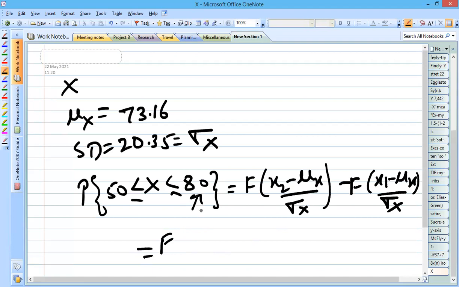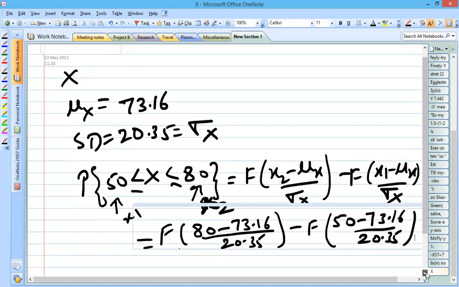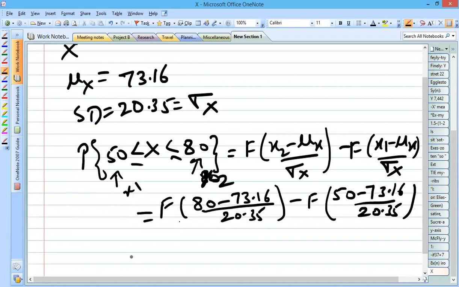Here x2 is nothing but 80, and x1 is 50. Using these values we can write F of (80 minus mu x, which is 73.16) divided by 20.35, minus F of (50 minus 73.16) divided by 20.35. So help me to solve using the calculator. What is the answer that you're going to get within the bracket? You have to tell me.